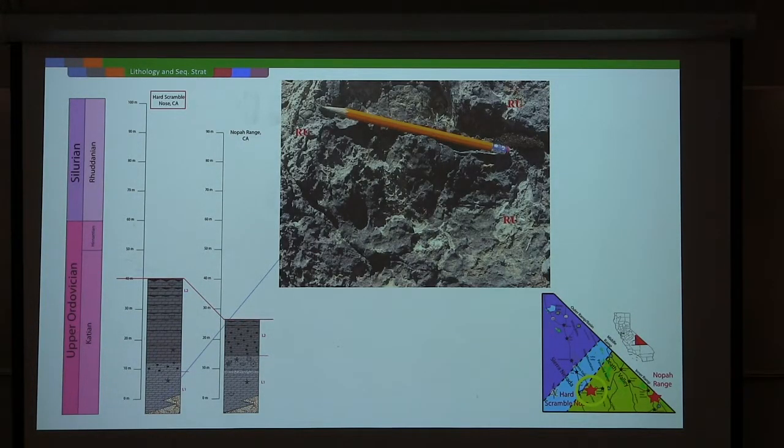Moving slightly upwards now at the Hardscrabble Nose to about 1 meter, we can see mud rip-up clasts here of the Eureka quartzite that are incorporated within the Ely Springs dolomite. This is ultimately telling us that we're in some higher energy environment. In this case, we probably have storm events that are ripping up into the Eureka quartzite and eroding down into it and mixing up fragments into the Ely Springs dolomite, as we can see in this photo.